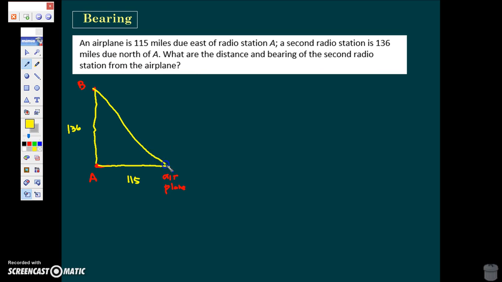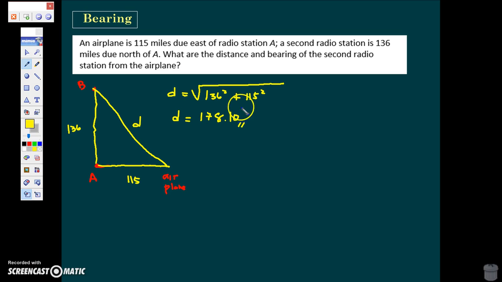The distance is pretty much very easy to get. It's simply your basic Pythagorean theorem. So we have here the square root of 136 squared plus 115 squared. Now get your calculator ready and please solve the value with me. It's simply the square root of 136 squared plus 115 squared. We'll get it up to 2 decimal places: 178.10.